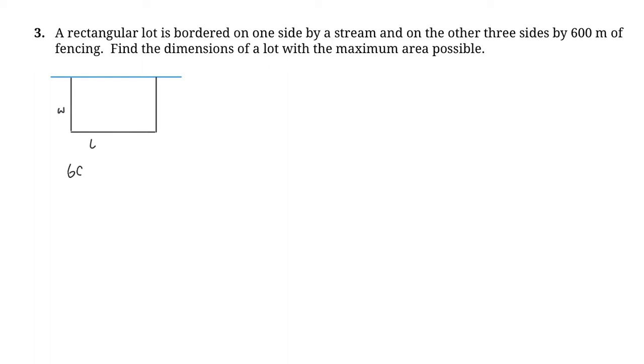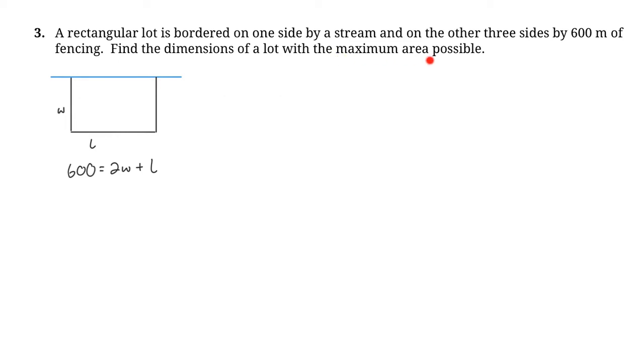With 600 meters of fencing, according to my diagram, I have 2 sides that are the width plus the length, 1 length, because on the other side we have the stream. So we only have 3 sides here that make up the 600 meters. And in the question, since I'm trying to find the maximum area, that should be the hint that we should be using vertex form of a quadratic equation. But how do we come up with that equation?